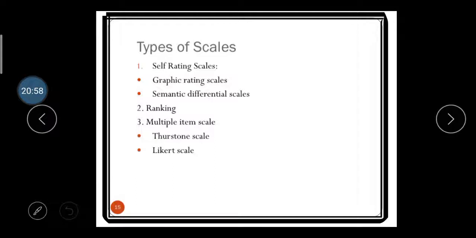So here the types of scale are given. Self-rating scale or the graphical rating scale, semantic differential scale, ranking scale, and the multiple item scale, that is Thurstone scale and Likert scale. So these are all considered in your syllabus, so you have to learn about it.